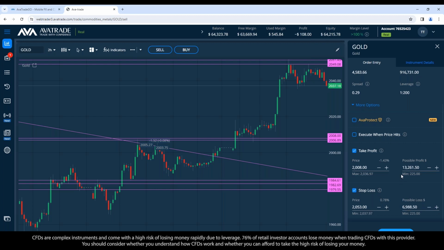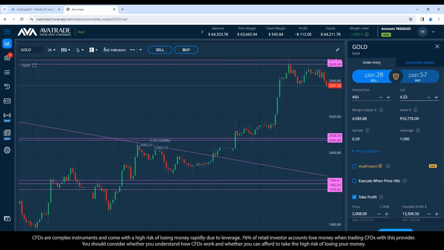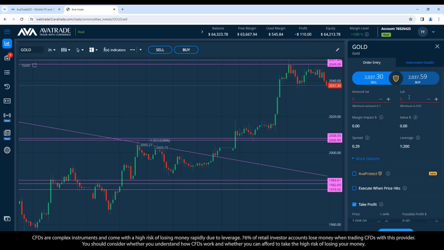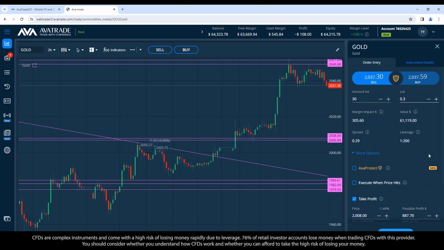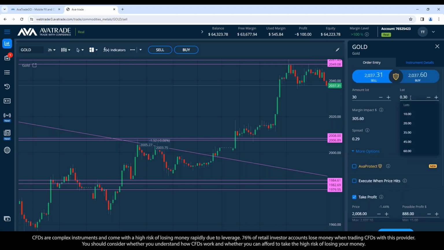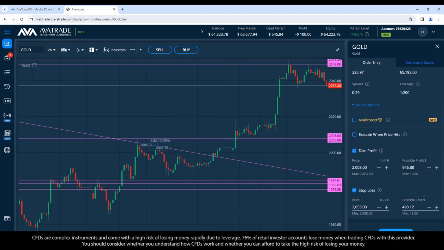Now, again, I had said you probably want to adjust the trade size once you get your stop loss, entry point and take profit set up. Then adjust your lot size to the amount that you're willing to risk. So with one lot, I'm risking 1500. With 0.3, I should be around 500, 463 to go after 886 profit. If I'm willing to risk 500, I can go a little bigger, 0.32. And that puts me at about 500 risk, going after 945 or so profit.